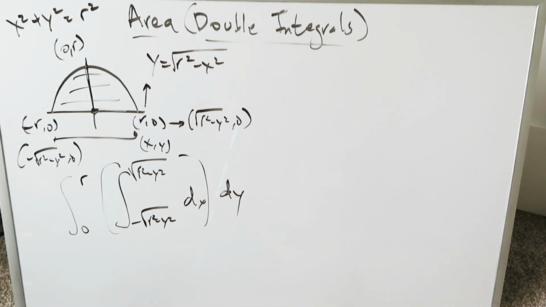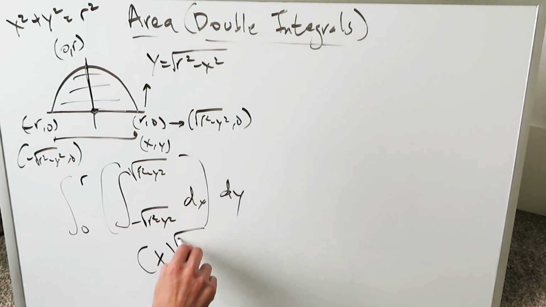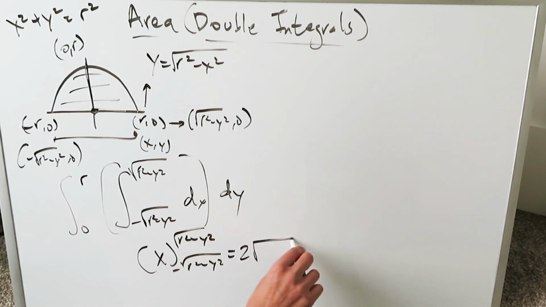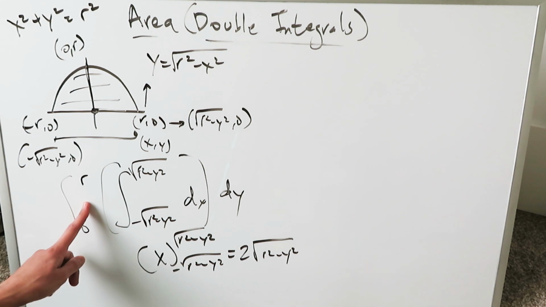Focus right here on this inner integral. When you integrate this, you'll have an x, you'll have the square root of r squared minus y squared, and then minus the square root of r squared minus y squared, upper limit minus lower limit, the difference of the two. You'll have 2 square root of r squared minus y squared. This right here will serve as the input for this integral dy.